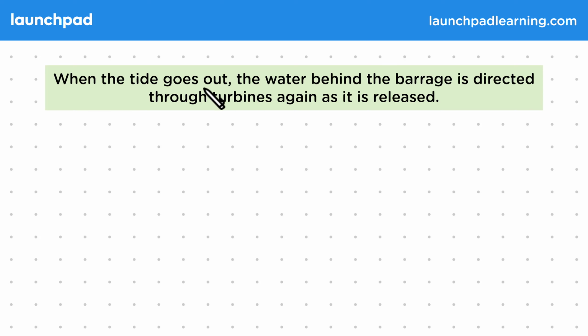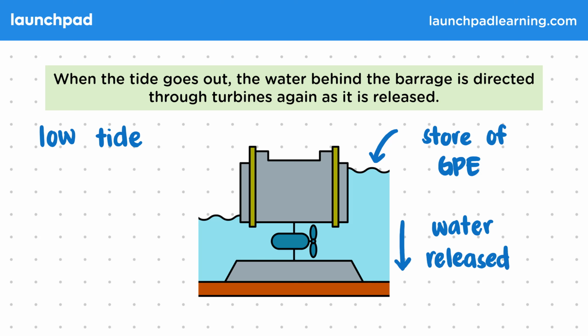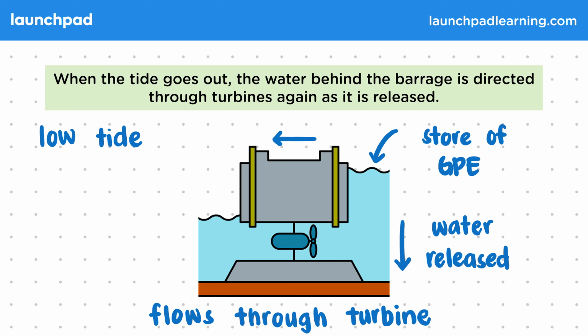When the tide goes out, the water behind the barrage is directed through the turbines again as it is released. So at low tide, the water behind the barrage now has more gravitational potential energy than the seawater. Water is released through the turbine, and the gravitational potential energy of the water becomes kinetic energy in the turbine, which generates electricity. You aren't expected to know the details of how the barrage works for your exam, but you should know the basic concepts and the energy changes that take place.